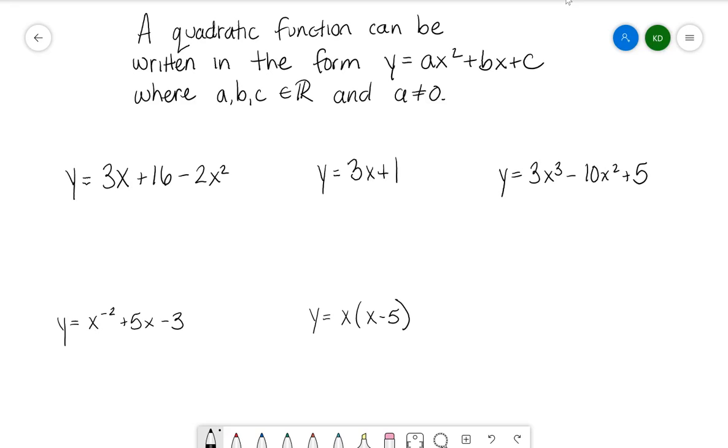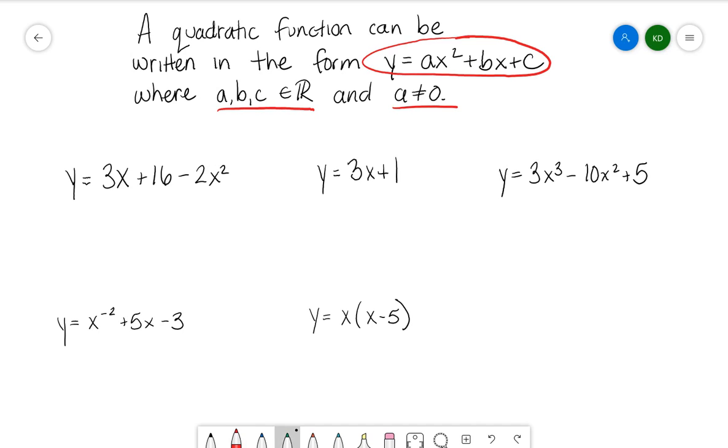Hey there, everybody. This video is going to show you how you can identify when a function is a quadratic function or not. When we're looking at functions, in order to identify if something is a quadratic function, it needs to be something that can be written in the following form. Y equals ax squared plus bx plus c, where a, b, and c are elements of the real numbers, and a cannot be equal to 0.